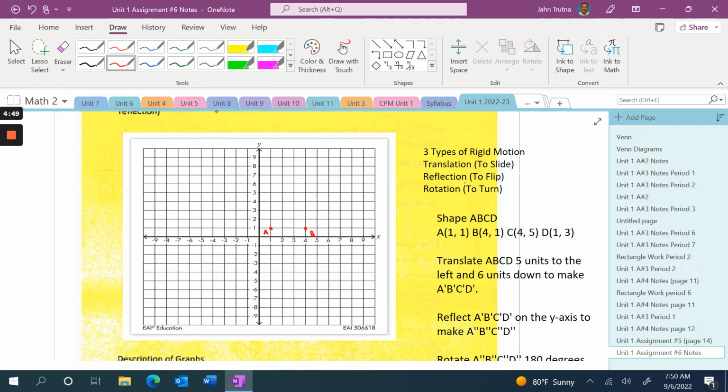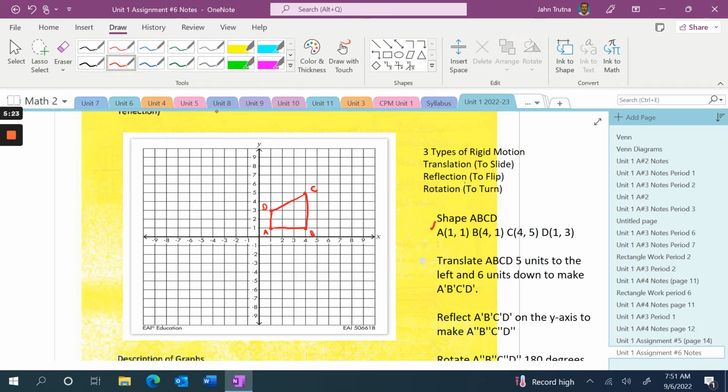C is over 4, up 5. So there's point C. And D is over 1, up 3. So there's point D, and then connect A to B, B to C, C to D, D to A. Okay, so that's going to be our first shape right there. So notice what we just did is we just did this part right here, where we did shape ABCD with A, B, C, and D.